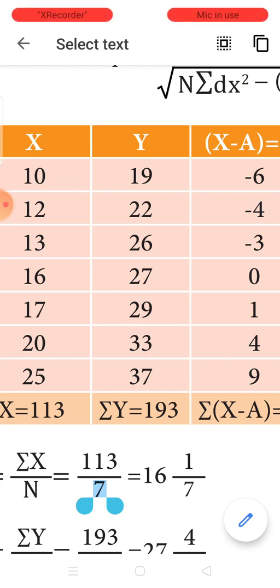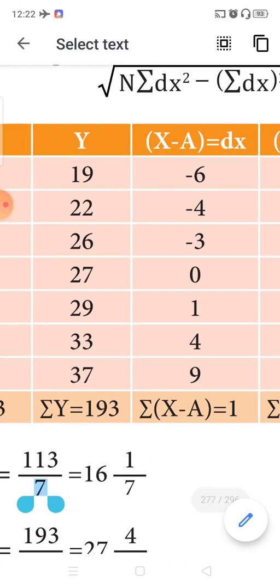10 minus 16, you get minus 6. 12 minus 16, you get minus 4. 13 minus 16, you get minus 3. 16 minus 16, you get 0. 17 minus 16, you get 1. 20 minus 16 is plus 4. 25 minus 16 is plus 9. Now, when you add x minus a, many a times you get only 0, or sometimes you get a value of 1 also. Let us not be worried about that.